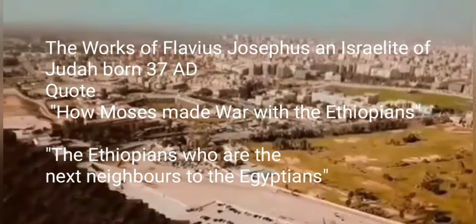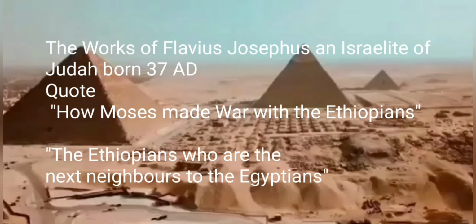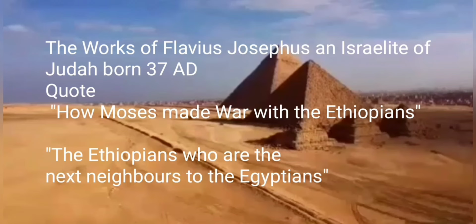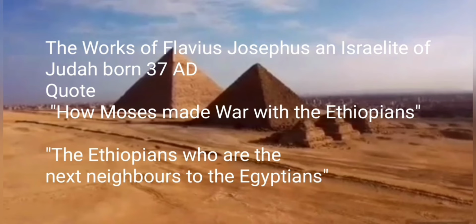This historian here states a quote, and he says, "How Moses made war with the Ethiopians." And you can read this whole account, and it specifies that these are the Ethiopians who are the next neighbors to the Egyptians. Now that's significant because below so-called Egypt is Nubia. So Moses made war with the Nubians. Let's see the match.